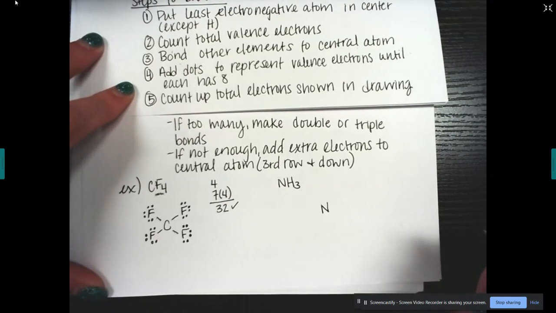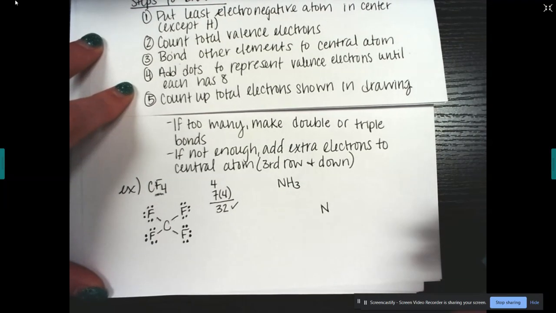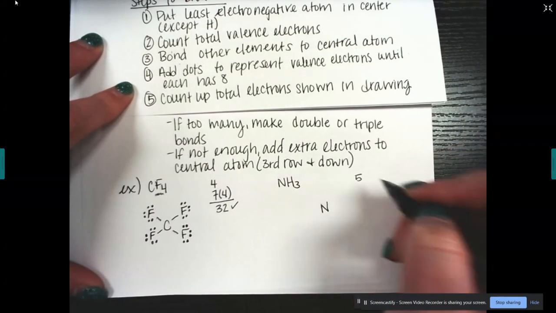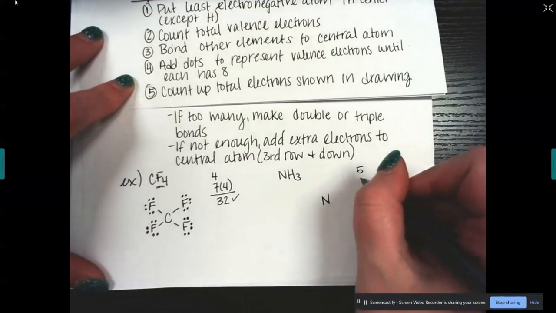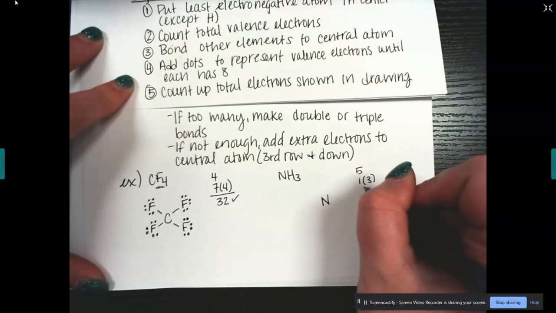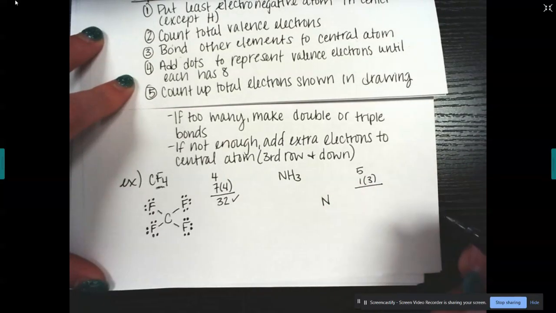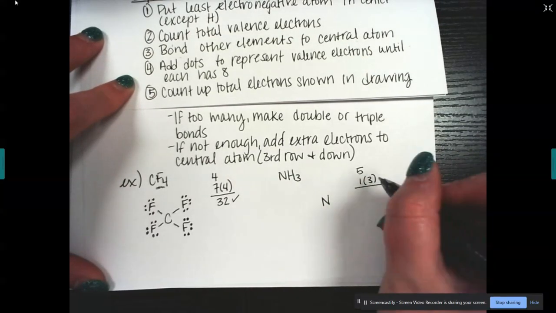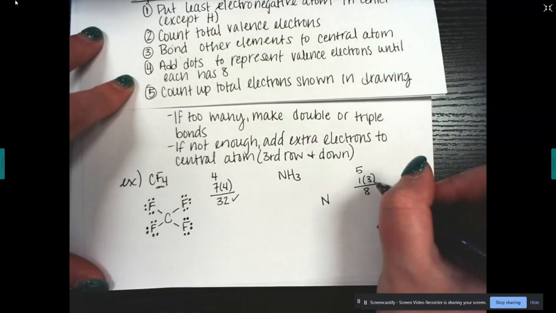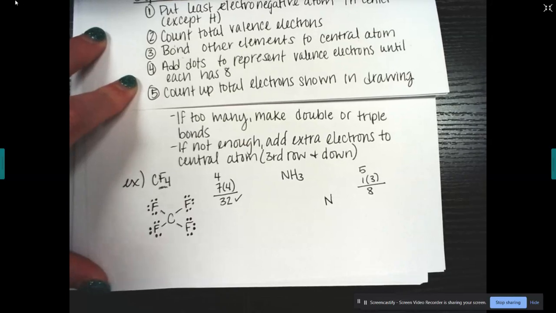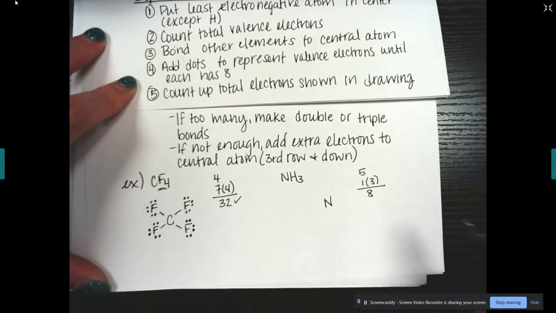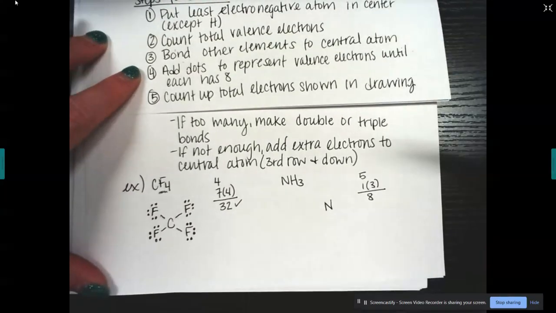So step 1's done. Step 2, count up valence electrons. So go find nitrogen on your periodic table. So 5 electrons for nitrogen. How many for hydrogen? 1, and then I gotta multiply that by 3 because there's 3 of them. So how many total electrons do I need to have in my drawing? 8. We're only multiplying the 1 times the 3. There's only 1 of the nitrogens. All right, so then that's step 2, count total valence electrons.